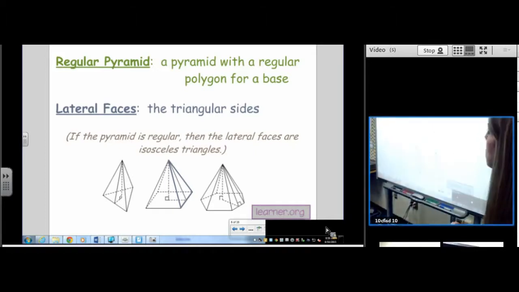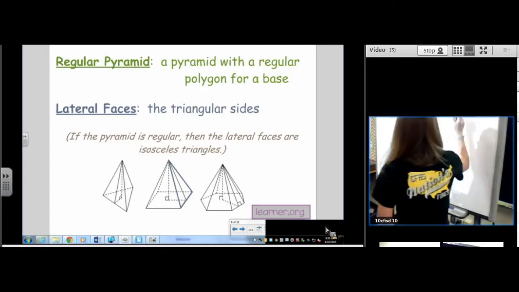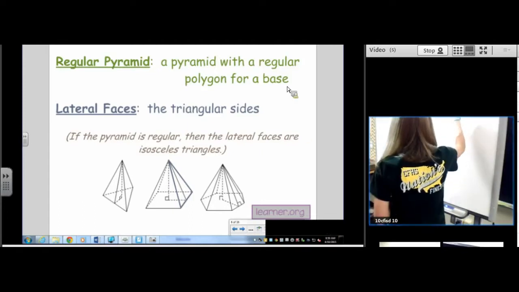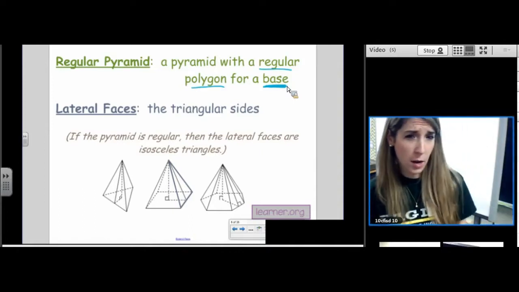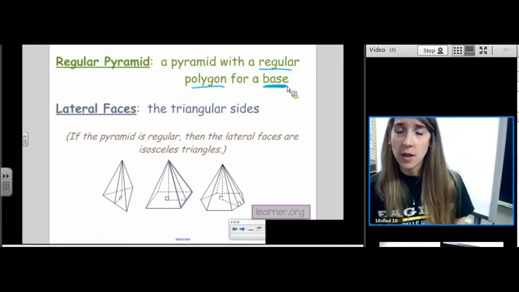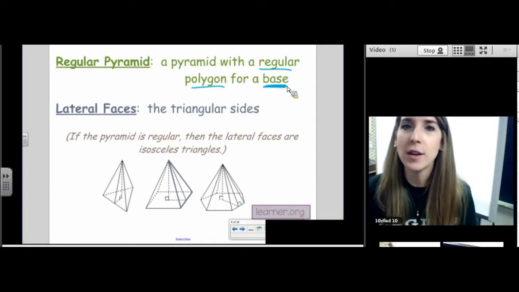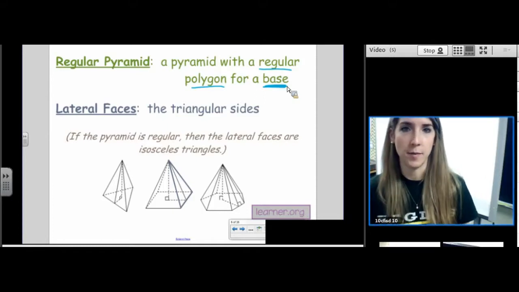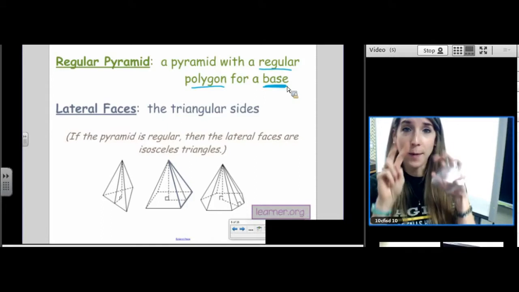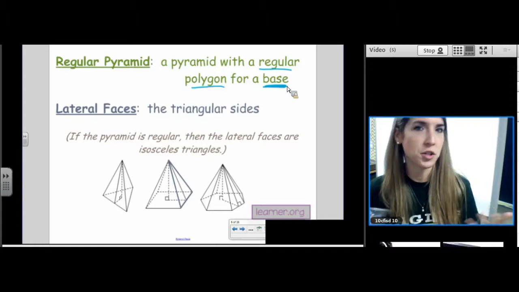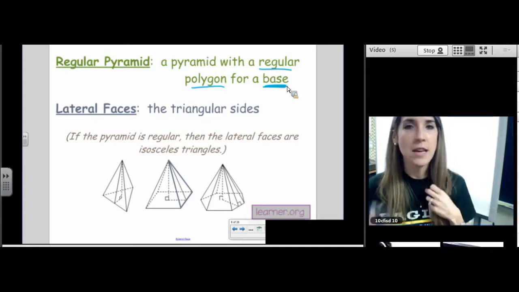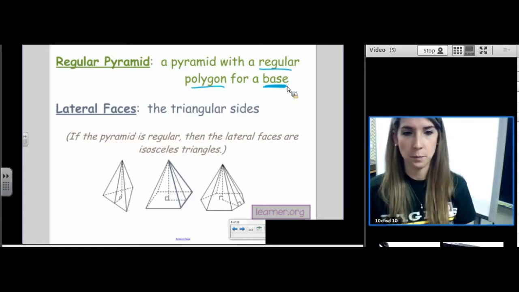A regular pyramid, of course, is a pyramid that has a base that is a regular polygon. I think almost all of our pyramids are going to be regular. So every time, even if we don't tell you, you can assume the base is regular. So if the base is a rectangle, it's really a square. If the base is an octagon, it's a regular octagon. All sides are congruent. So even if we don't tell you, you're allowed to assume.